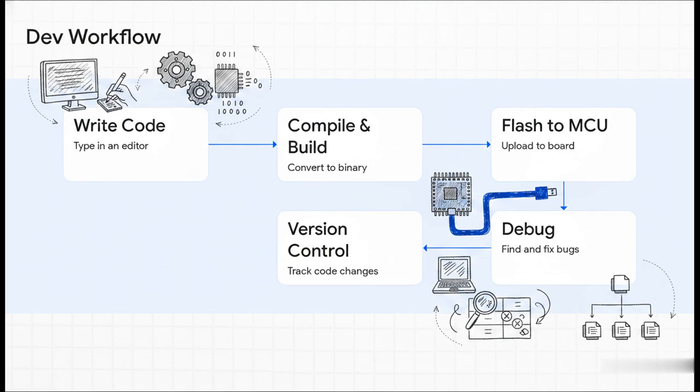First, writing the code in your text editor. Second, compiling and building, which is where that translation into a binary file happens. Third, flashing to the MCU, literally uploading that binary onto the microcontroller. Fourth, debugging, where you hunt down and fix those inevitable errors. And fifth, version control, so you can safely collaborate and never lose your hard work.